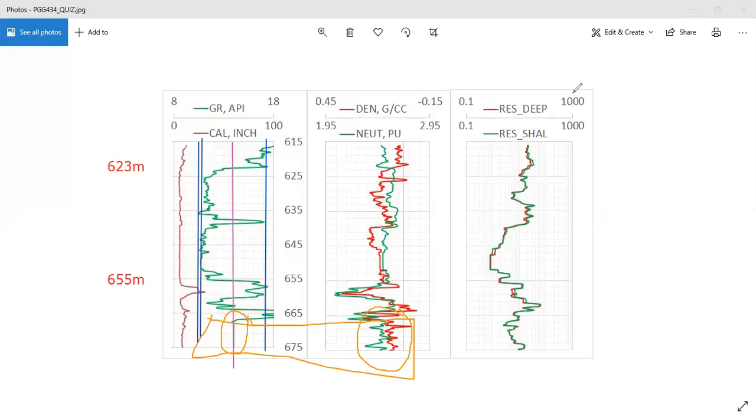It didn't affect the resistivity too badly because you didn't have invasion. That's why both curves are overlying each other. Okay, I was trying to switch it while I was doing this, but I didn't have enough time to do it.